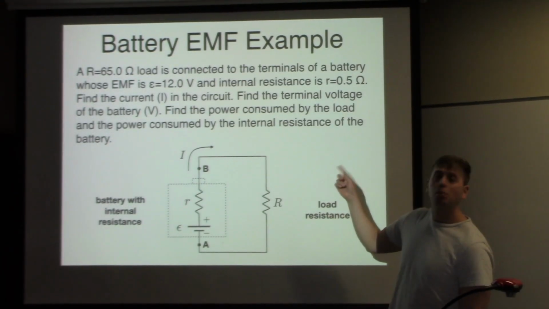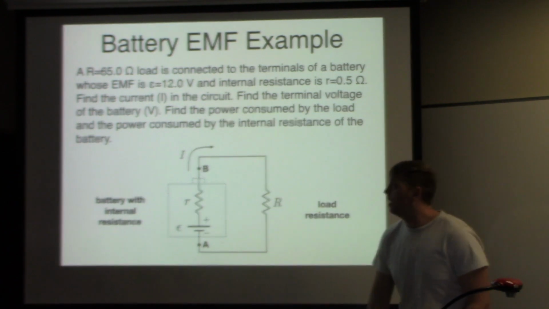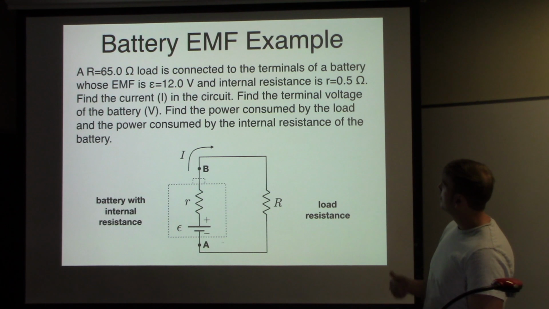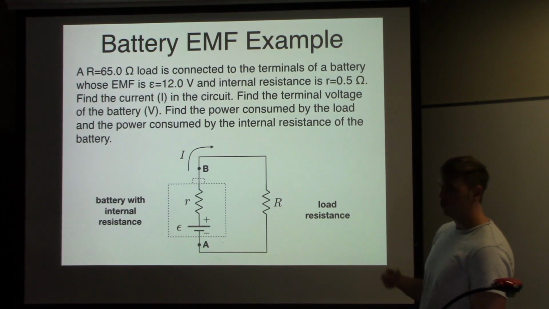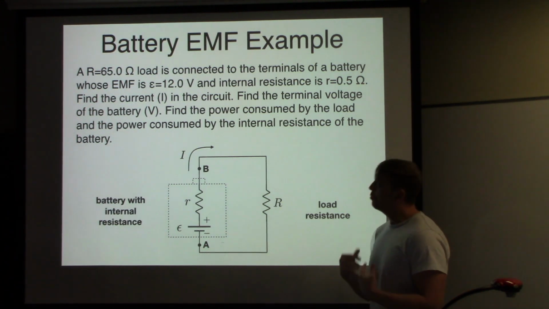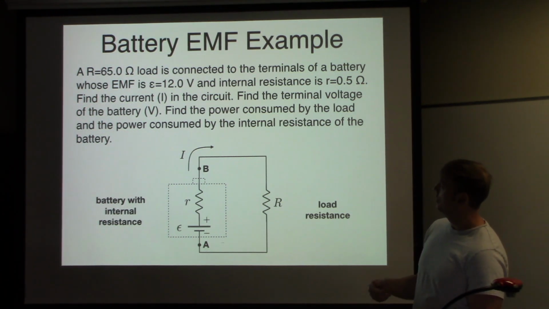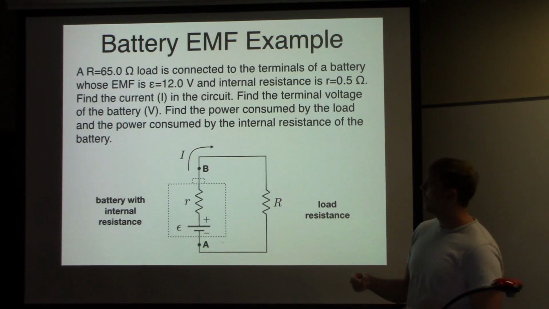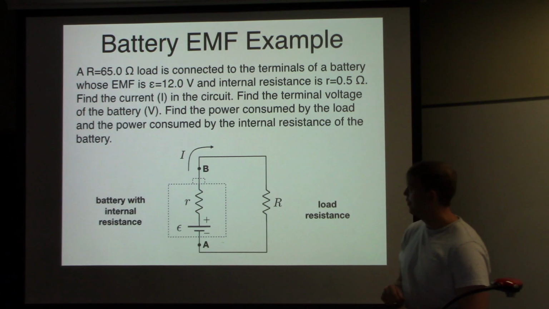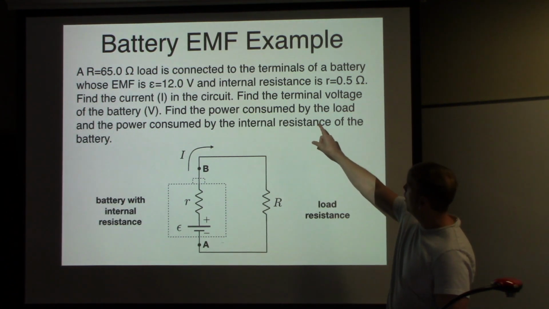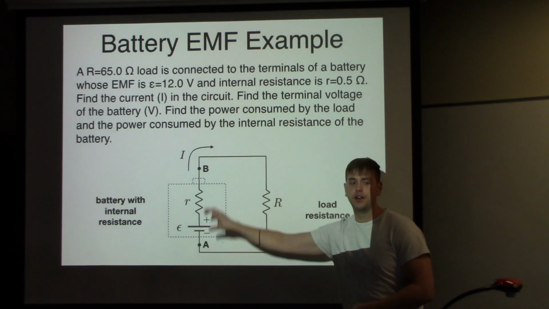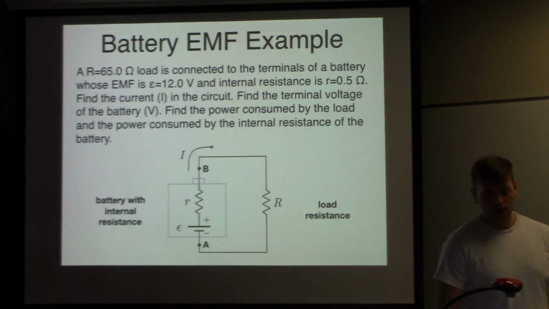All right, so we have an example problem right here that I'd like to go over with you, and let's read it. We have an R equals 65 ohm load connected to the terminals of a battery whose EMF is 12 volts and internal resistance is 0.5 ohms. So we have a number of things to calculate here. The first one being, let's find the current in the circuit, let's find I. Then let's find the terminal voltage across the terminals of the battery. And then we're going to find the power consumed by the load and the power consumed by the internal resistance of the battery. So we have 4 things to calculate, and let's get to it.